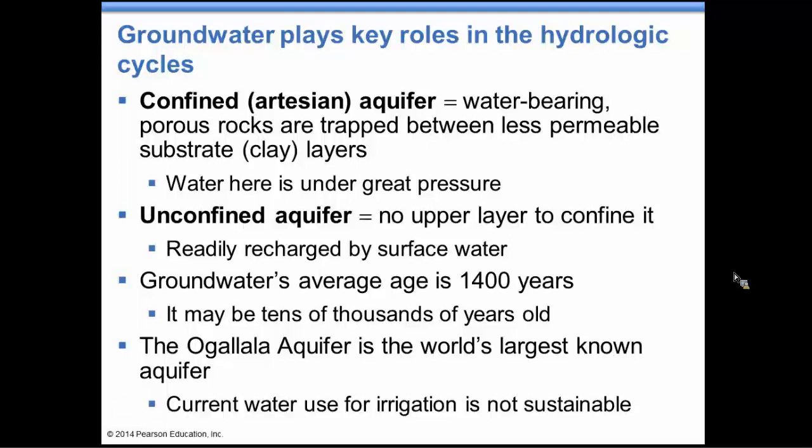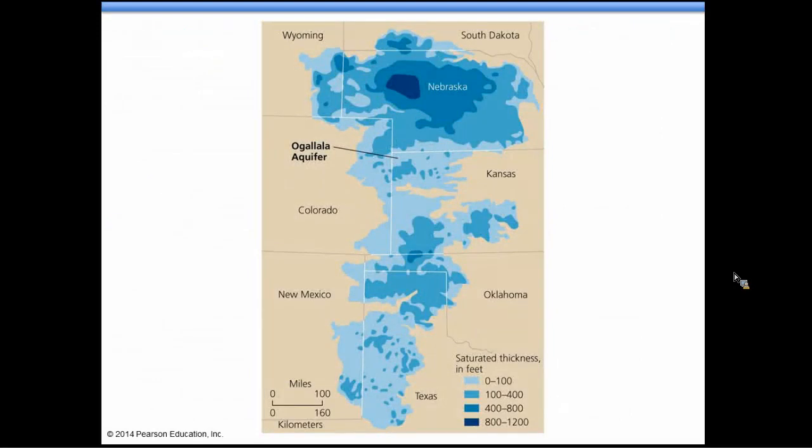And one of the largest aquifers is the Ogallala Aquifer, and we have a picture of it here. It just is across multiple states, and the saturated thickness ranges from 0 to 1,200 feet, and it's up to 200 to 300 miles long at some points.